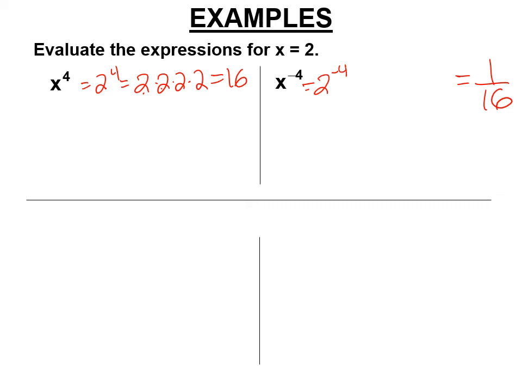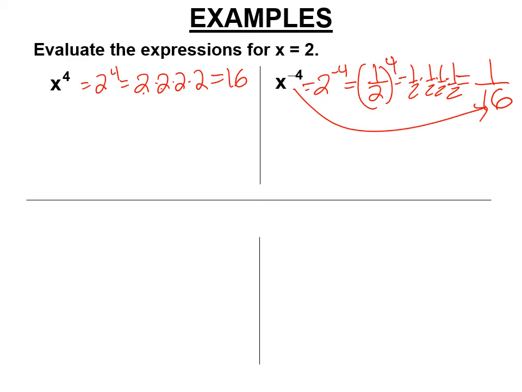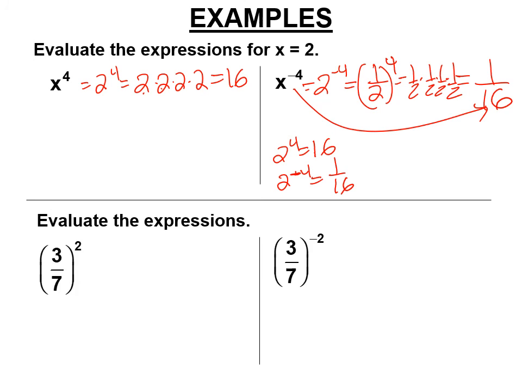2 to the negative 4th, right? So you could do 1/2 to the 4th. And 1/2 to the 4th, 1/2 times 1/2 times 1/2 times 1/2. But you're allowed to use this shortcut. If you know that 2 to the 4th is 16, as soon as you see 2 to the negative 4th, you just write the reciprocal answer. So let's do both of those.